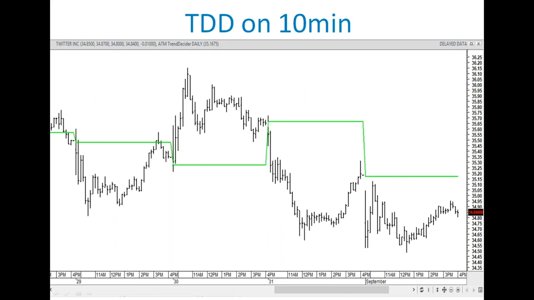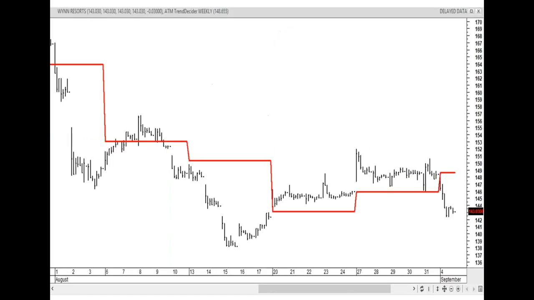And you can see over here, basically the green line is my trend decider daily level. And every day I'm going to get a new level. So today I would have got a new level. This chart is up till yesterday. So you can see on this 10-minute chart, if Twitter breaks that green line, it's bearish. If it crosses that green line, bullish. Breaks that green line, I had a bearish day. So lovely view for a day trader, lovely view for an active trader to understand if the trend for the day is bullish or bearish.